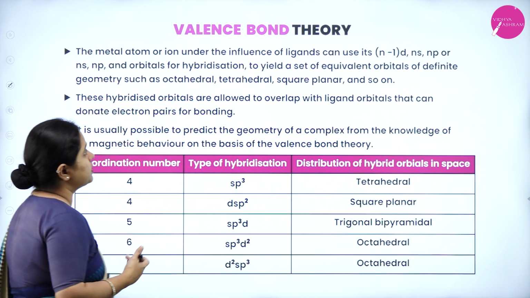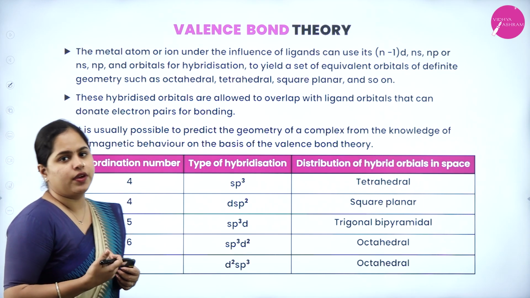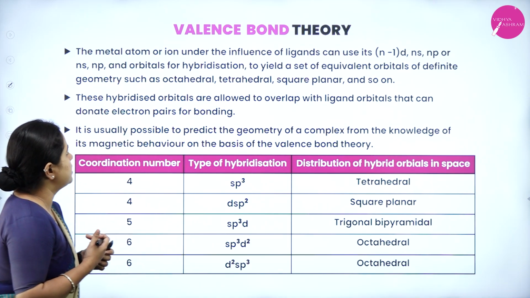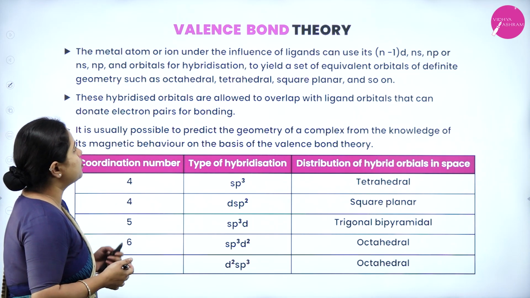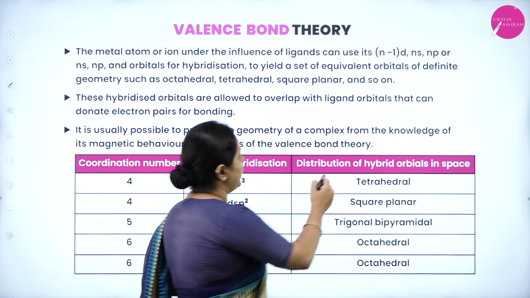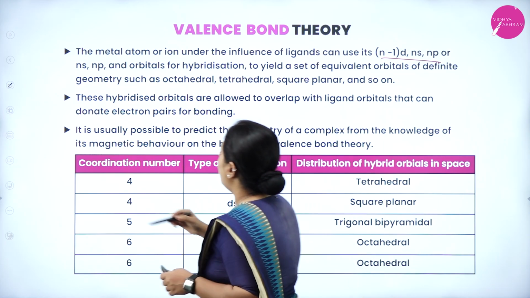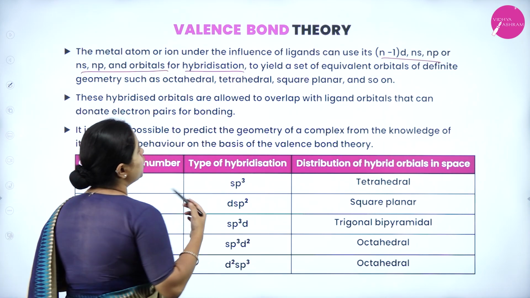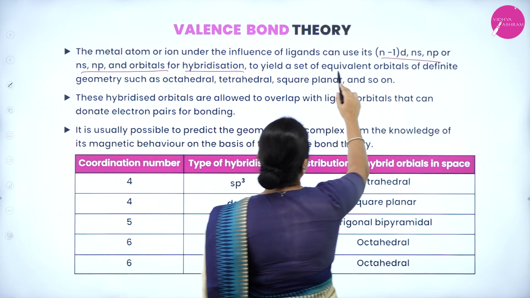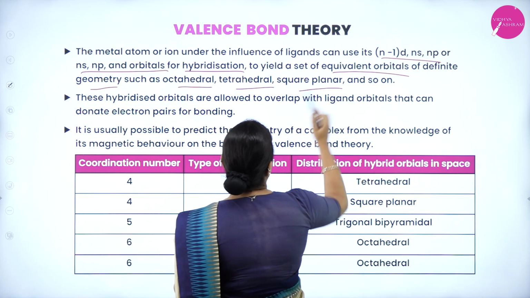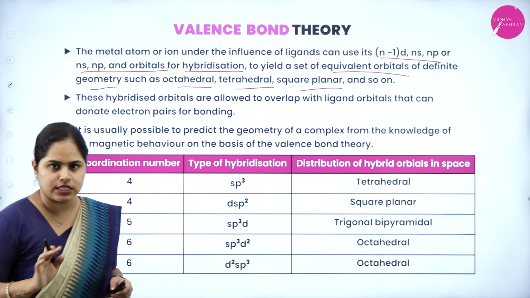Now came the next theory, which is very important, which we have to study, that is valence bond theory. Okay, so let's understand valence bond theory. The metal atom or ion under the influence of ligands can use its (n-1)d, ns, np or ns, np and nd orbitals for hybridization to yield a set of equivalent orbitals of definite geometry such as octahedral, tetrahedral, square planar, etc. So what does this mean?